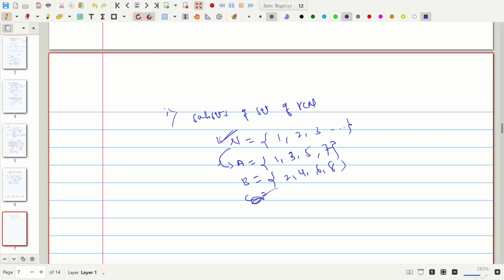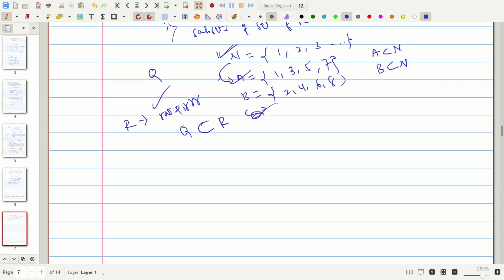So this is called subsets of a set of real numbers, and real numbers contain both rational numbers and irrational numbers. What is the notation of rational numbers? Rational number is Q. Then we can write Q is a subset of the real numbers, A is a subset of the natural numbers, and B is a subset of the natural numbers.